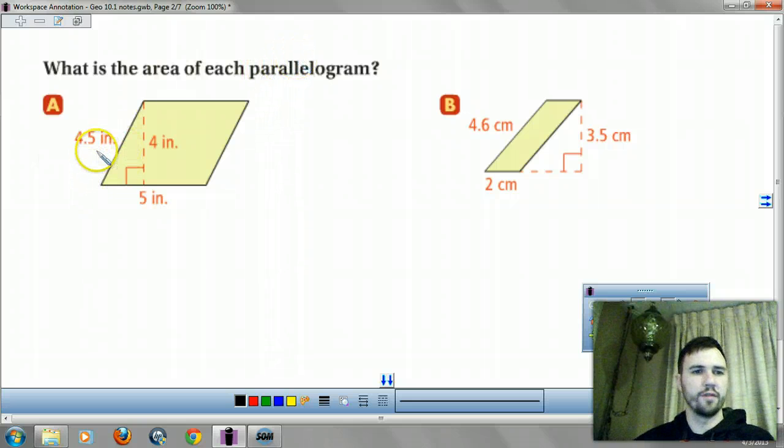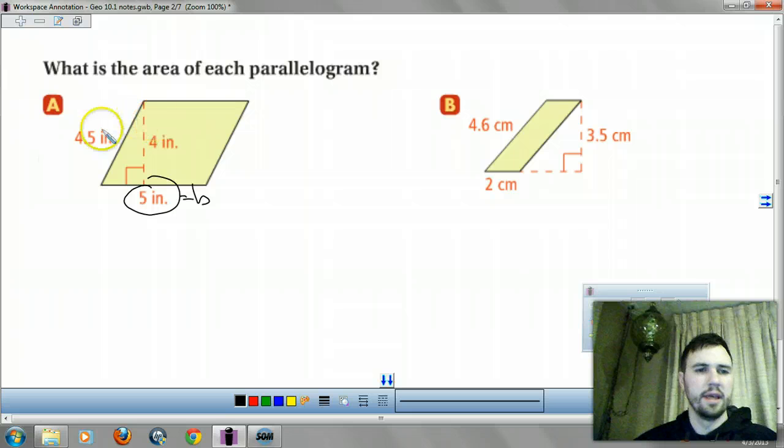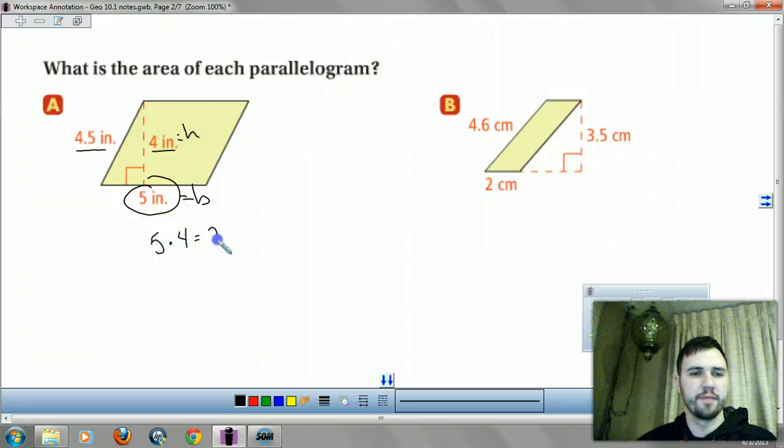For this one, I have my base. Now, is my height 4.5 or 4? Well, 4.5, that's more of a slant height. That's not perpendicular to the bottom. But 4 is perpendicular to it. So this is my height. So I go 5 times 4 is 20 inches squared.